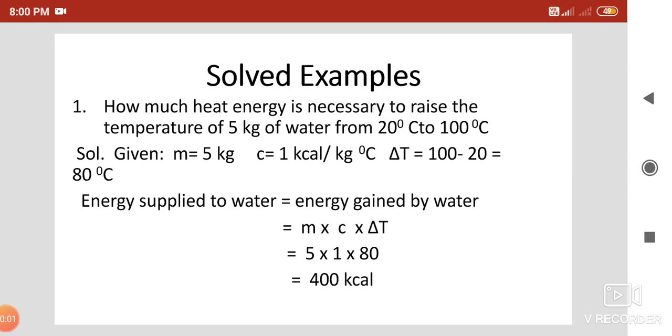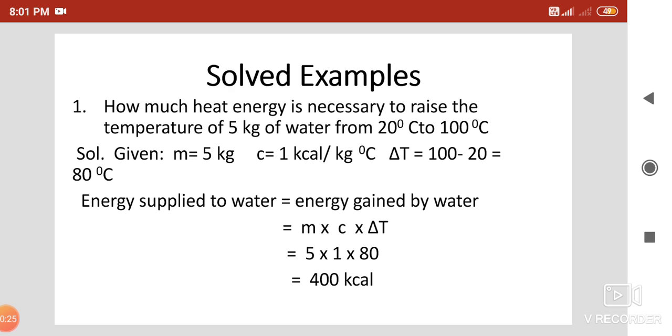Hello students, after taking the rest of the Saturday, today we are again going to begin with the same heat chapter. Today we are going to start with the solved examples which are given on page number 69, 70 and 71 of the textbook.